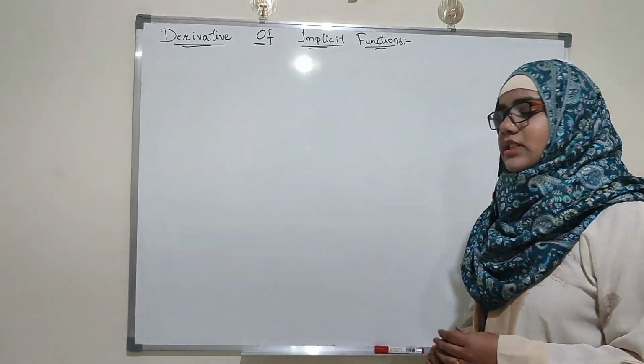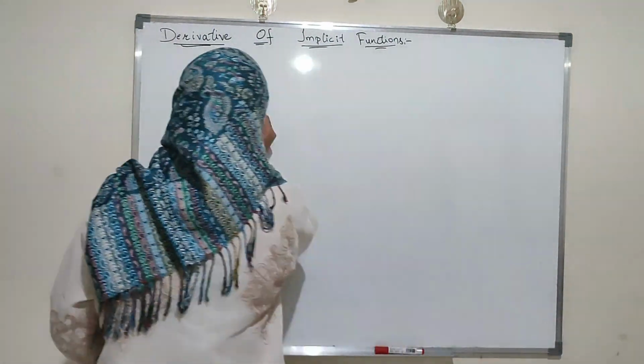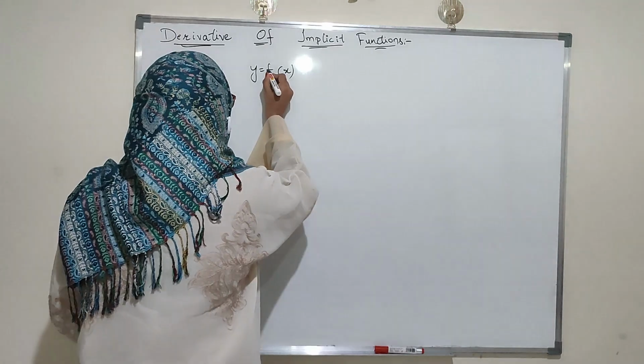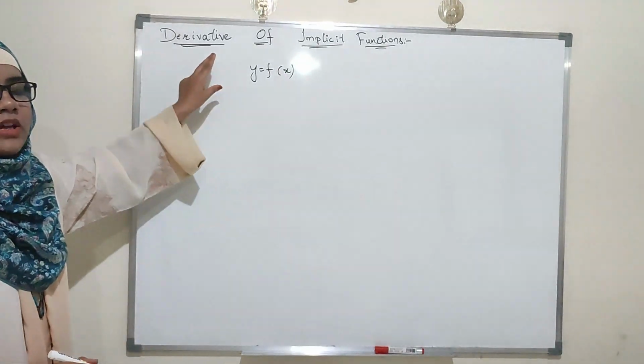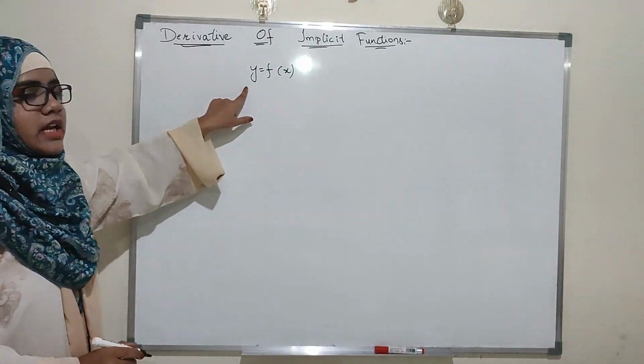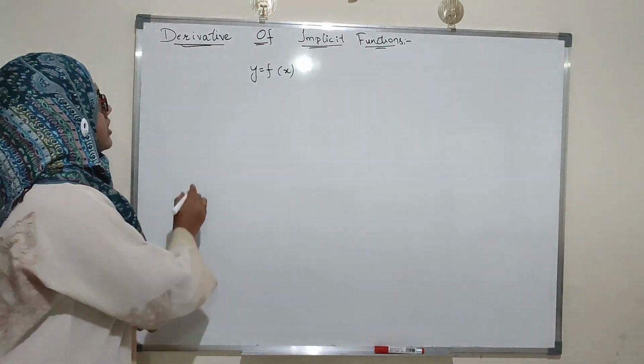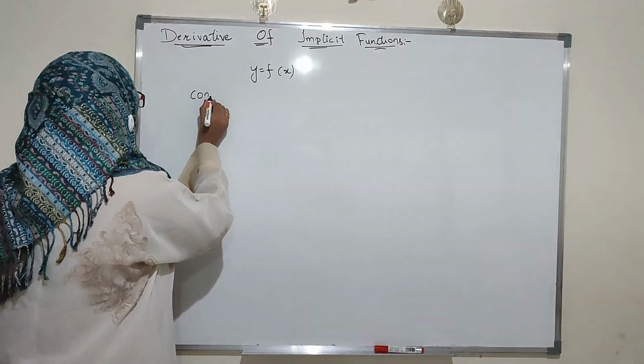Earlier we discussed the differentiation of the function y is equal to f of x. We can easily differentiate it by taking dy by dx, the differentiation of y with respect to x. Now consider an example.